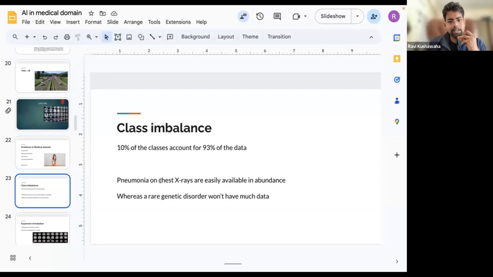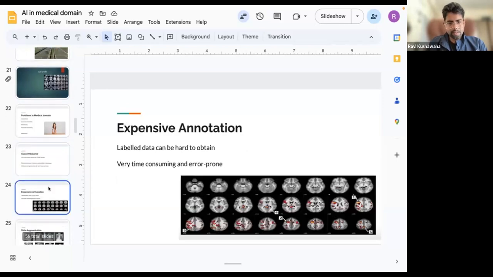For example, pneumonia on chest x-rays are easily available in abundance. You can easily get the data, train your model. Whereas a rare genetic disorder, you won't have much data since they are rare. Also talking about the annotations.